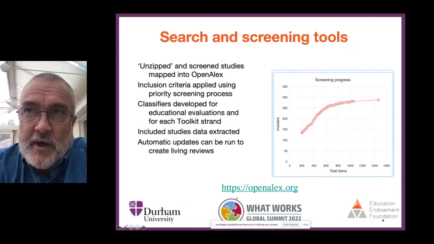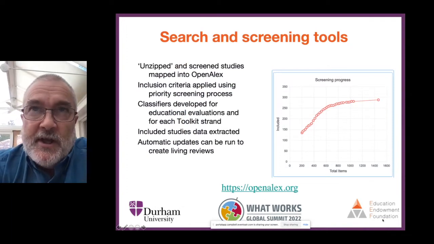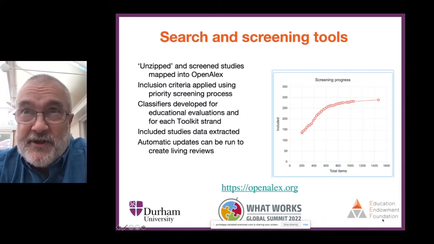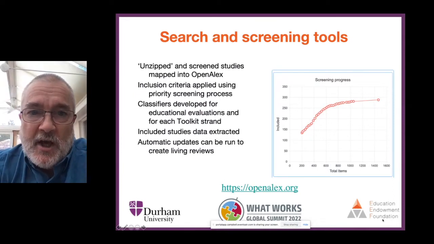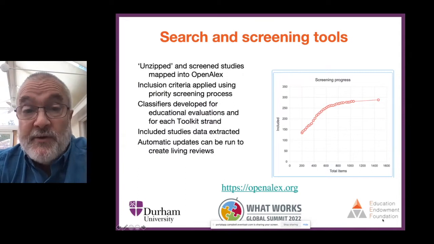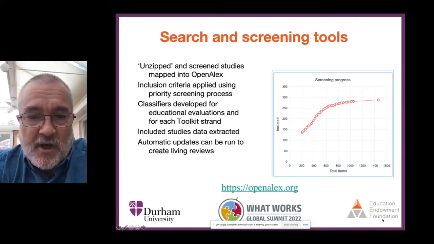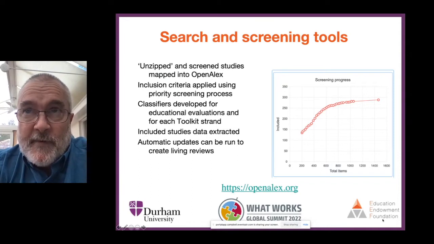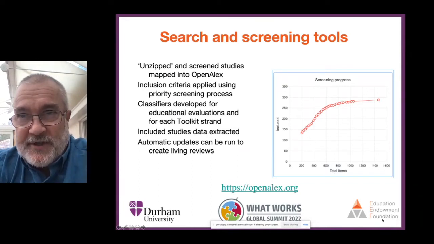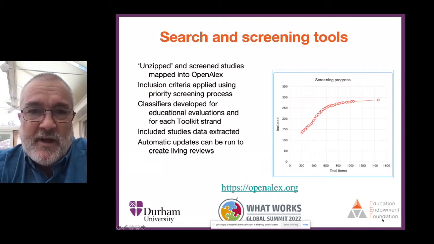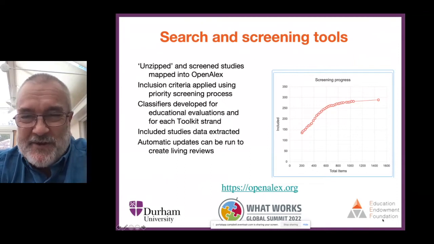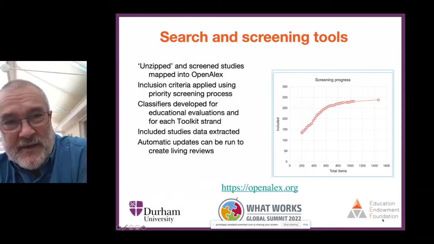The way I think about this particular part of the process is we're using the studies that we unzipped, the studies that we found from the original meta-analyses, and we're looking at the included and excluded studies from those meta-analyses, and we're mapping them into this large open source database called OpenAlex. The mapping algorithm looks at things like the title, abstract, and the citation networks to identify potentially relevant studies. I think of it as a bit like Amazon. You know, you like this study, so you might like these.